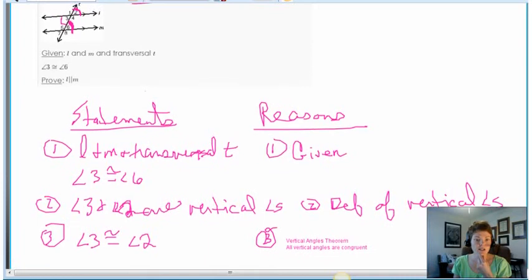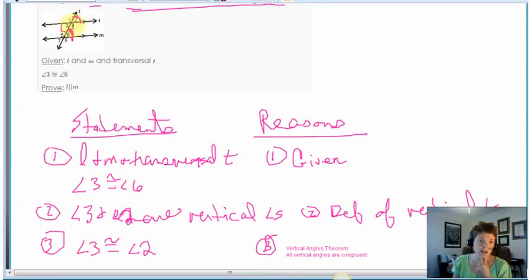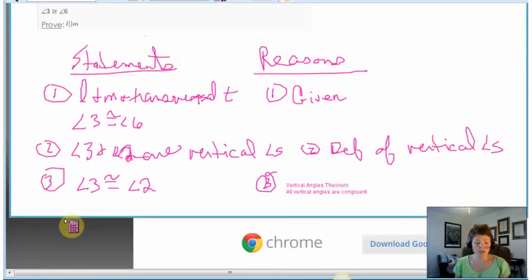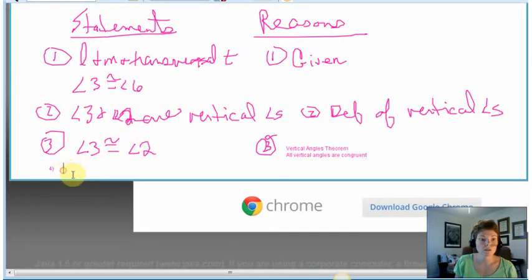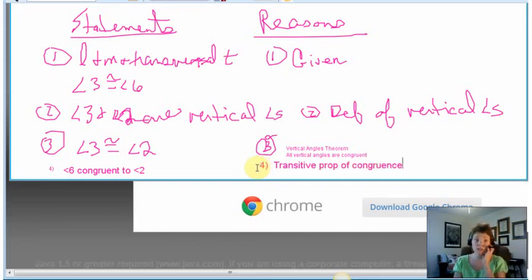Now let's go back and look at our picture. We've got angle 3 congruent to angle 2. We know that now. We know that 3 and 6 are congruent. So if 3 is congruent to 6 and 3 is also congruent to 2, then what do we know? We know that angle 6 is congruent to angle 2, right? Let me see if I can make this larger. So angle 6 is congruent to angle 2. Now, what's the reason? That's the transitive property of congruence here, because we're using the congruent symbol.